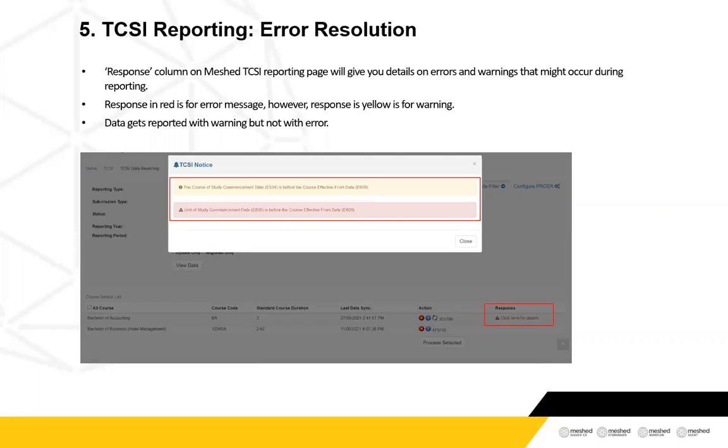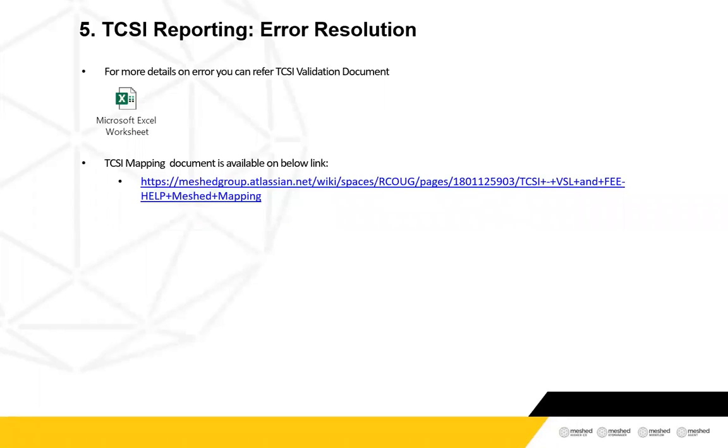So whenever you receive any error, first, you need to try to understand what that error says. If it's difficult to understand from the error message what caused that error, you can also refer to this TCSI validation document, which has been provided by TCSI team itself. In this document, they have provided each and every error along with its resolution. I will also walk you through this document once we go to the platform.